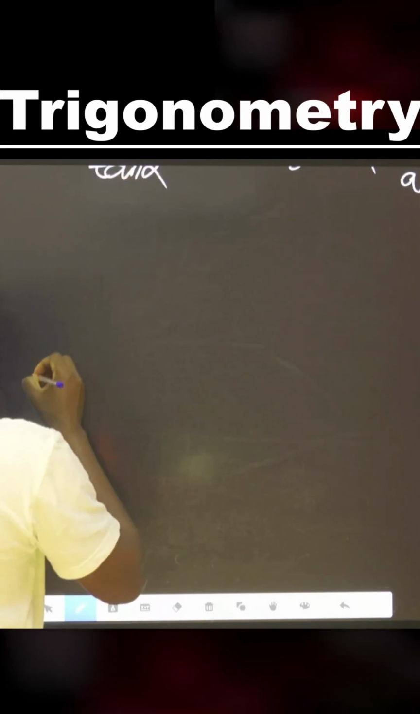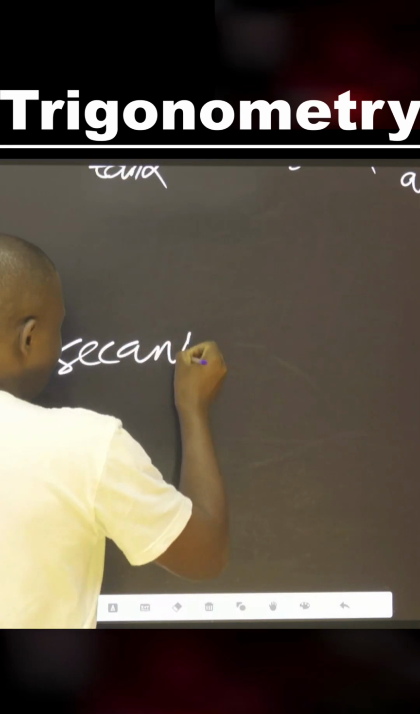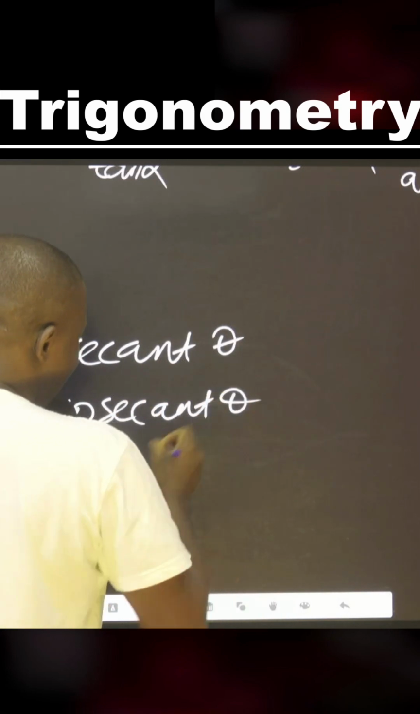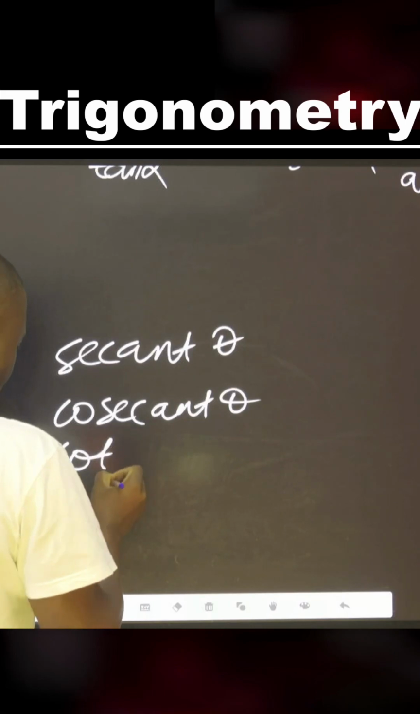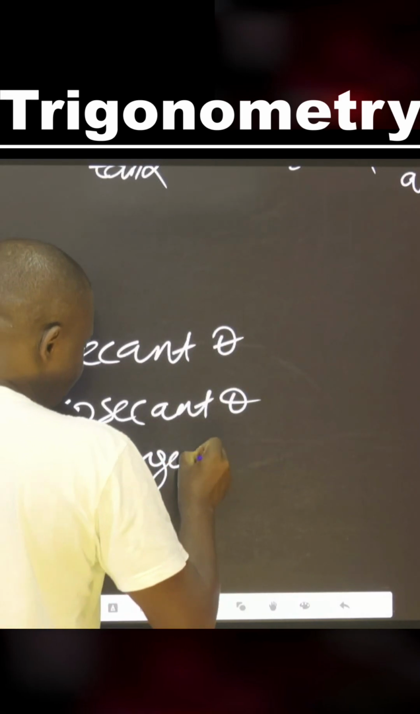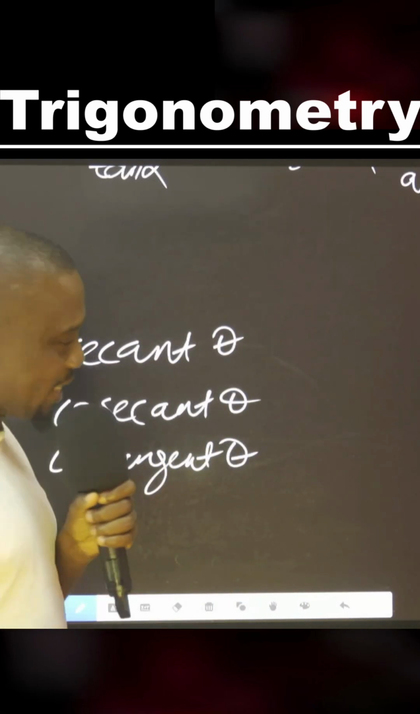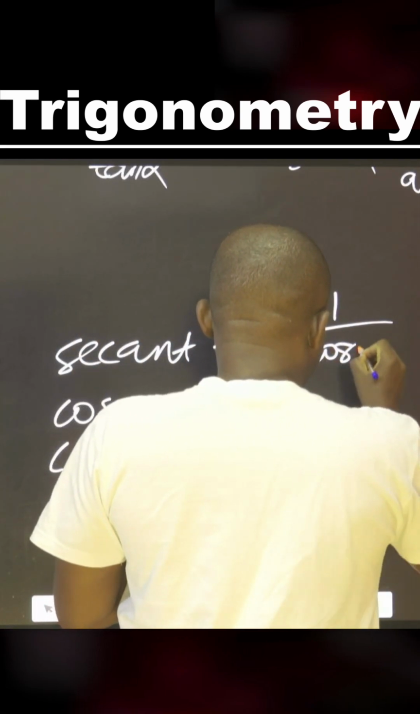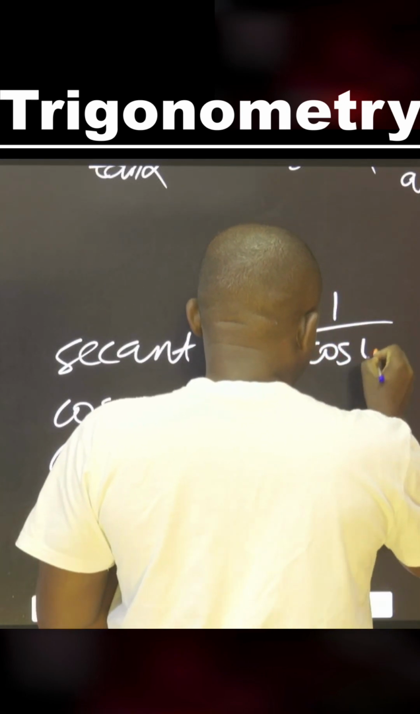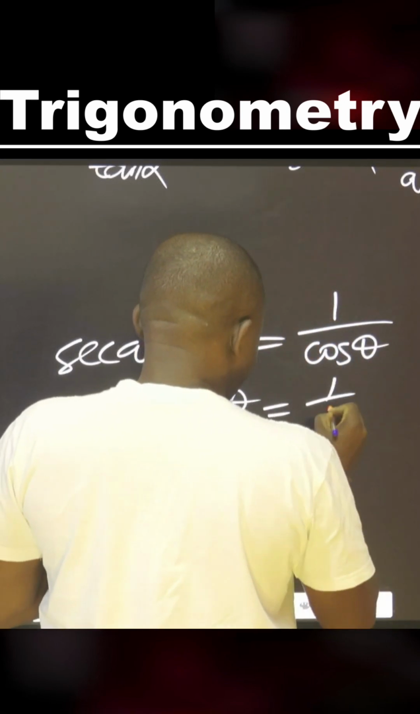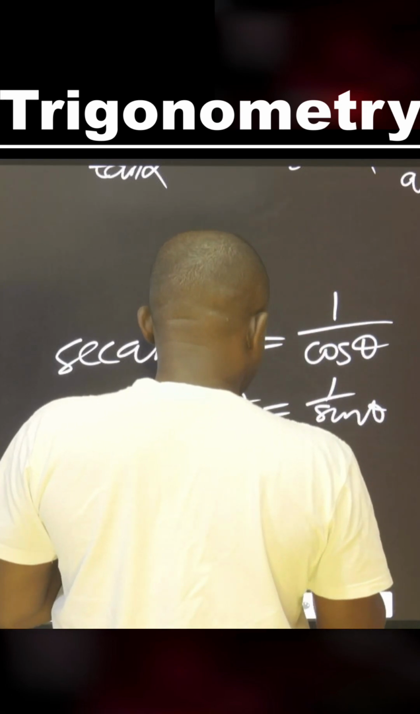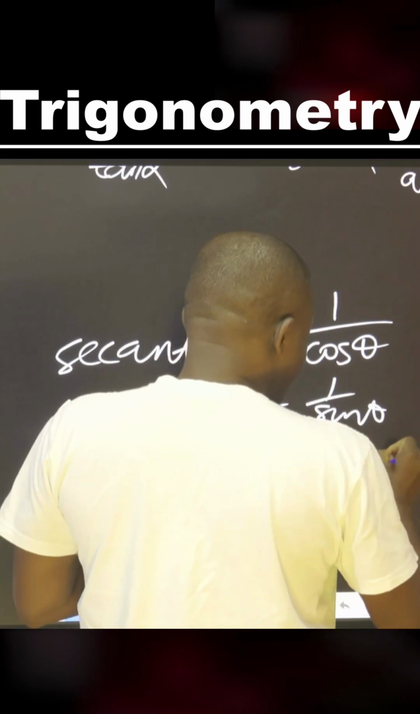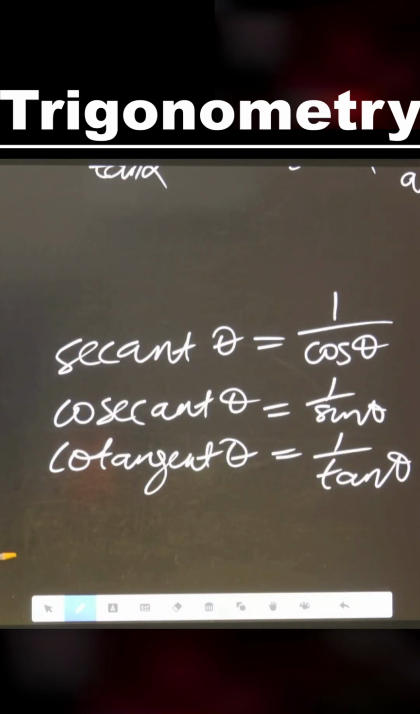In summary, we have secant theta, cosecant theta, cotangent theta. It depends on the angle you are looking at. So this simply means 1 over cos theta, this is 1 over sine theta, and this is 1 over tan theta. This is always where the confusion is.